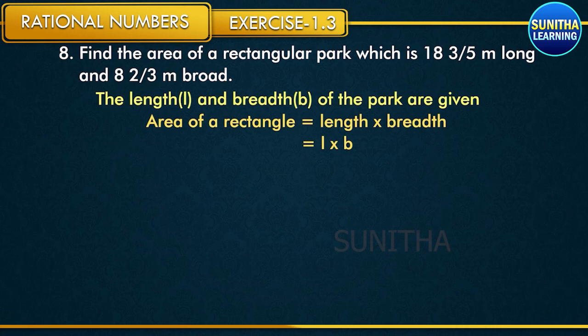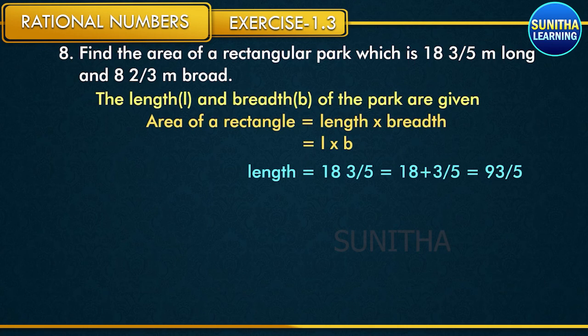Now substitute the values. What are the values given? Here a mixed fraction is given, 18 3 by 5. 18 3 by 5 is nothing but 18 plus 3 by 5. Clear? 18 plus 3 by 5. So now if you do an LCM, what are you going to get? 18 fives are 90, 90 plus 3, 93 by 5 you are going to get. Clear? So length is going to be 93 by 5 meters.